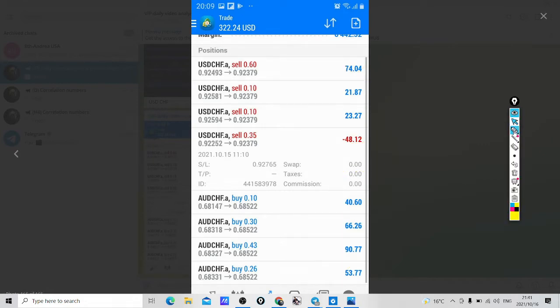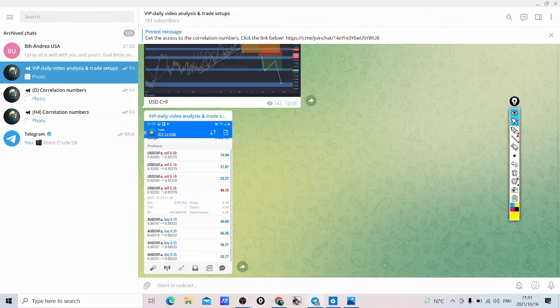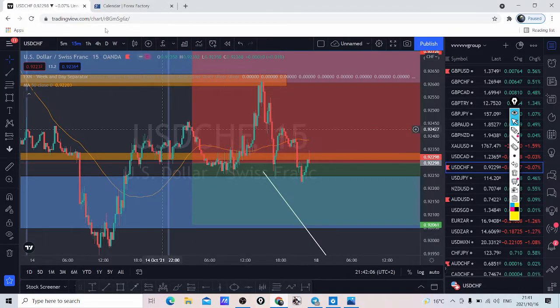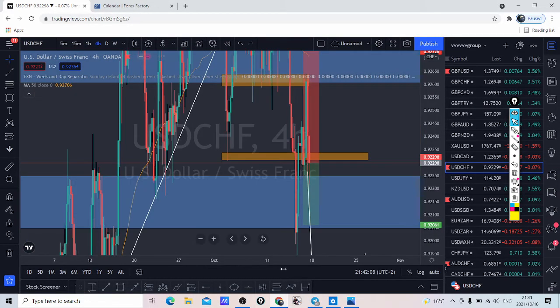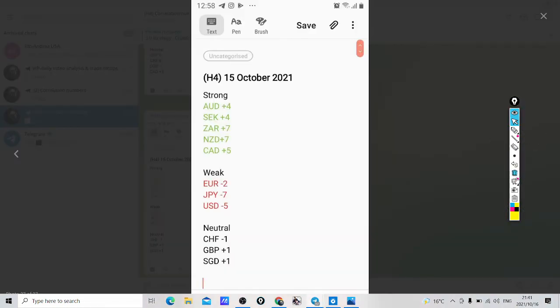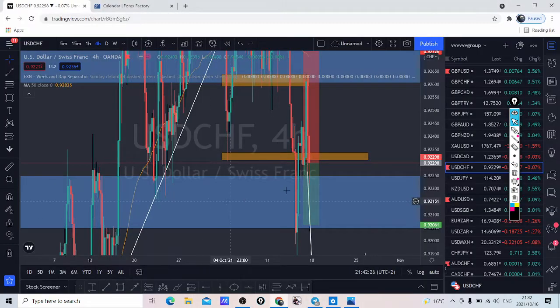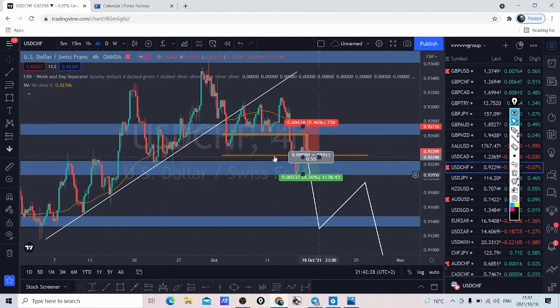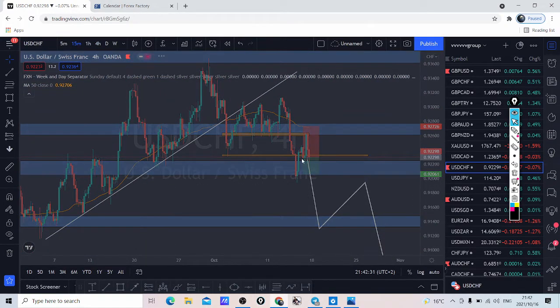Okay, so on Monday I'll still be holding a sell. Why? Because looking at these numbers, guys, this is telling us that the US dollar is still going to continue selling, while the Swiss franc is neutral. So I'll still be looking for a sell, and my risk ratio now is very nice.